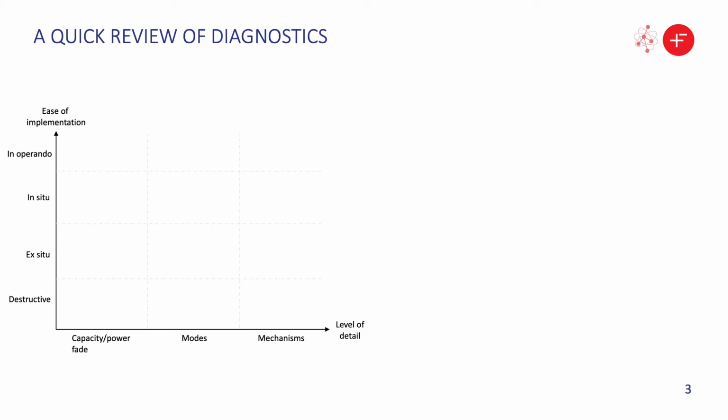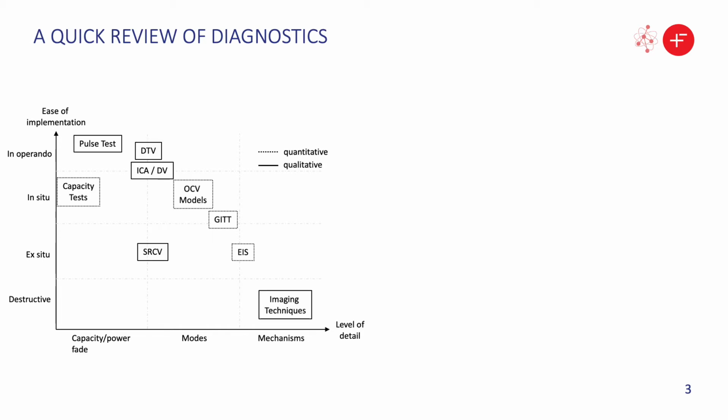The ease of implementation categories are destructive, which is complete cell disassembly, ex situ, where the cell remains intact but is removed from its working environment, in situ, where the cell stays in its working environment but is subject to loads not typically seen in application, and finally in-operando, which are the cell's normal operating conditions.